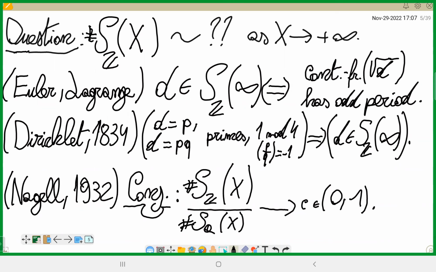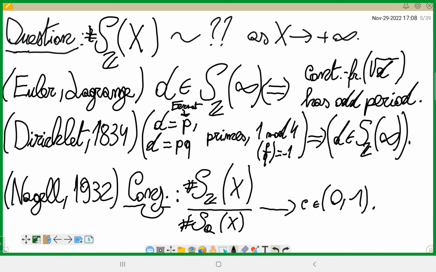So there was this criterion of Euler and Lagrange, and first, if you like, lower bounds for S_Z(X) were proved respectively by Fermat and Dirichlet. So the case with only one prime here is of Fermat, and Dirichlet extended it with two primes, but then you have to ask that their Legendre symbol is -1, and they are both 1 modulo 4 in both cases. And then it's automatic, for instance, that d is in S_Z(infinity). So you see already here that S_Z(infinity) is an infinite set. It contains these fairly explicit integers.